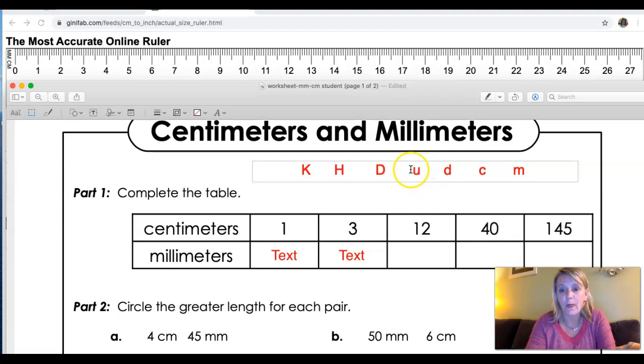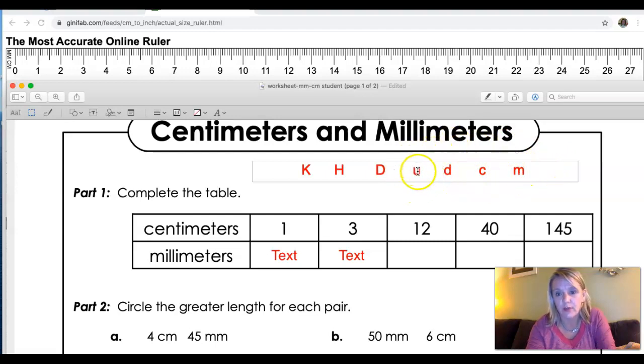If we go this way, we have a decameter and a hectometer and a kilometer. Those are really bigger measurements, right? A kilometer, or kilometer, sometimes it's pronounced, is 0.6 of a mile. Okay, we're not going to be measuring things that are 0.6 of a mile in our classroom. So we are only going to be really concentrating on these over here to the right.